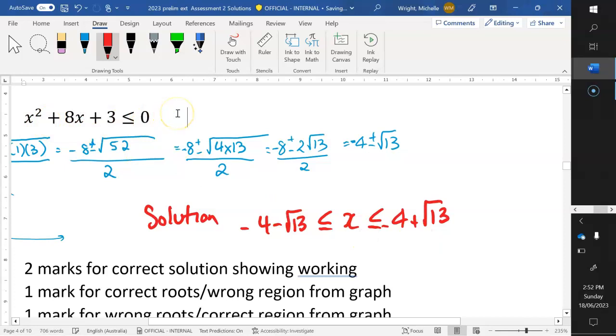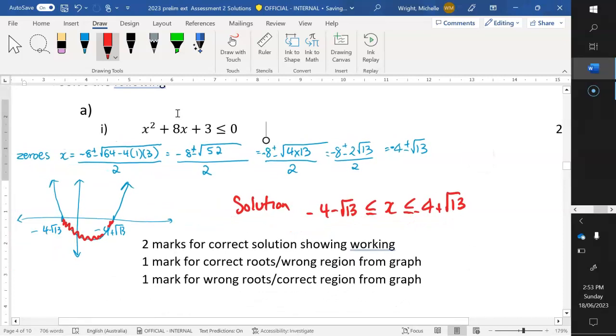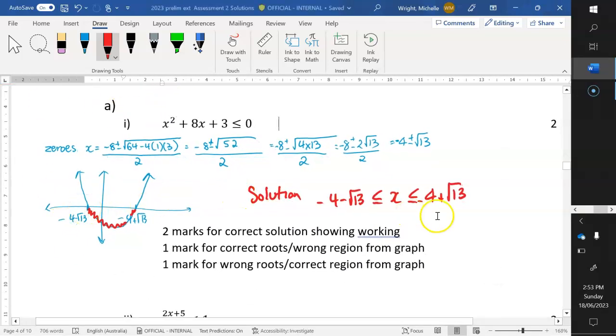You need to really know how to do these, and you should all be able to do that, because that is not an extension 1 question. I'd say it's more of an advanced question. So if you haven't got that correct, you're going to go and practice that sort of question so you get good at those. So I looked at, you needed to have all of that for full marks. You got 1 mark if you got the correct roots but the wrong graph region, or you got 1 mark if you got the wrong roots but the correct graph region. Anything else, and you didn't get a mark for that, okay?